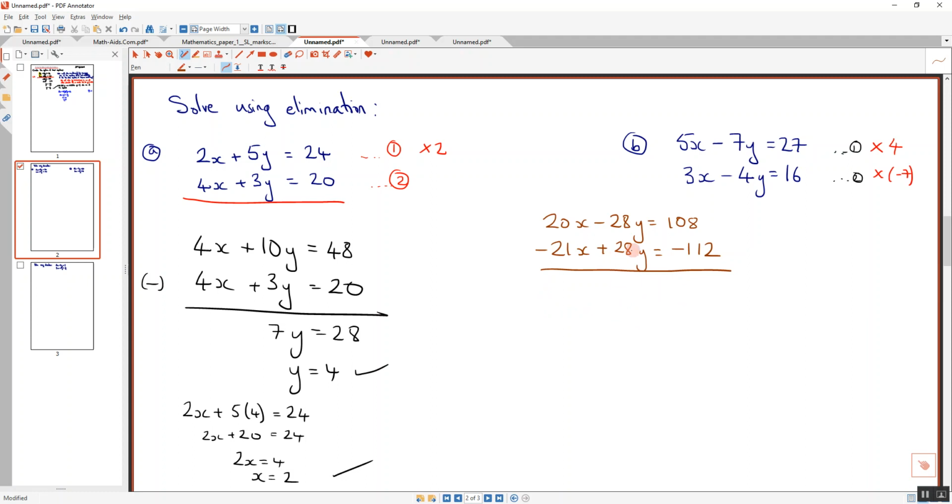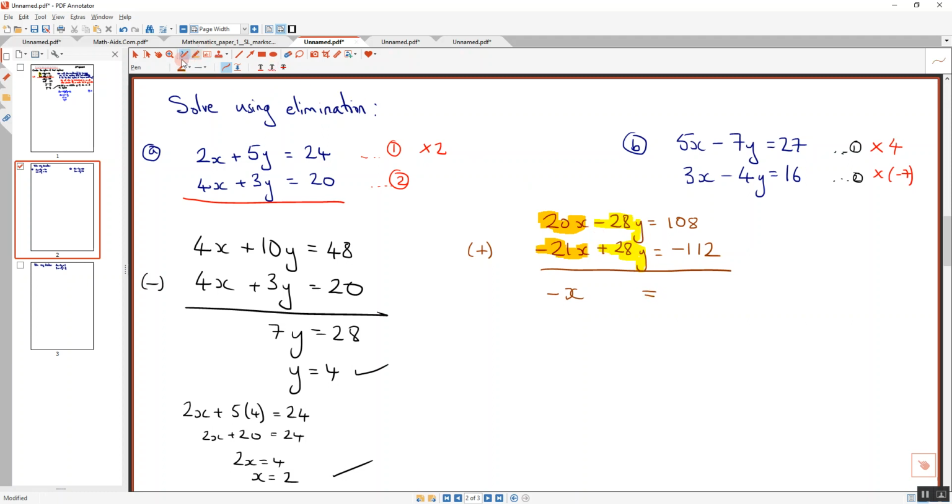All right, at this point, what does it look like I'm going to be able to get rid of? The x's or the y's? The y's. Am I going to subtract or add the y's? I'm going to add everything together. Good. Okay, if I add 20x, add -21x, what do I end up with? I end up with -1x, okay? Because it's 20 add -21x. If I add together -28y add 28y, I end up with? Zero. Zero, right, so they're eliminated.